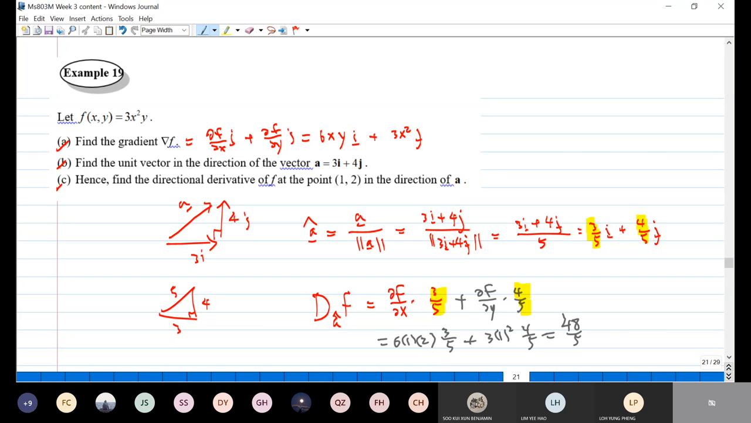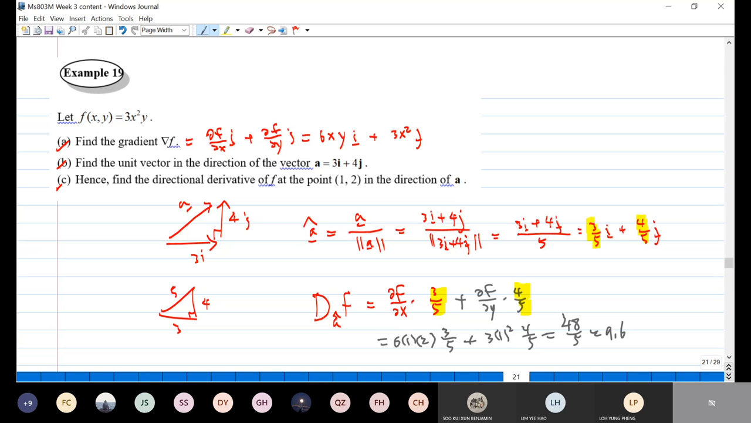So this rate of change in this direction is 9.6. Yeah, if I don't make a mistake, it looks like this. 6 times 2 is 12, 36, okay, 36 plus 12 is 48. Yep, 48 over 5. So this is the rate of change in the direction of A.